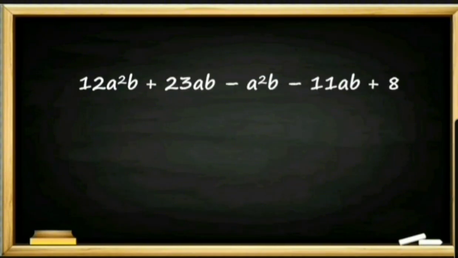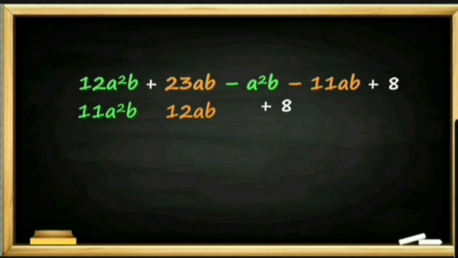Finally, here's another two-variable expression. 12a squared b plus 23ab minus a squared b minus 11ab plus 8. We combine terms carefully. For the a squared b terms, 12a squared b minus a squared b equals 11a squared b. For the ab terms, 23ab minus 11ab equals 12ab. The constant 8 has no variables, so it does not match either group, which makes it an unlike term, and it stays separate. So the simplified expression is 11a squared b plus 12ab plus 8.